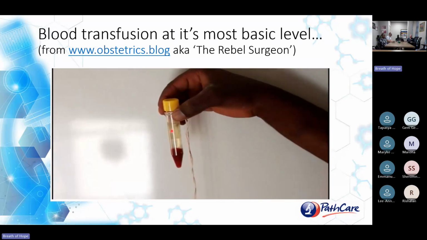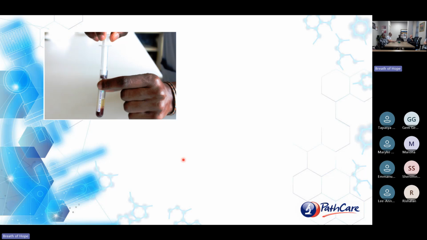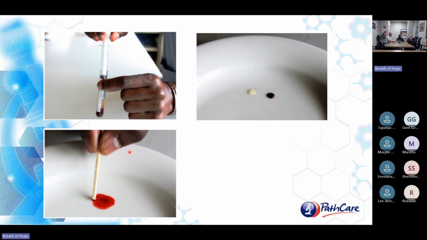So you've got your plasma here with all the antibodies and your red cells. You pull up the patient's plasma, and you take the red cells from the donor. You take a plate from your tea room. You put a drop of the patient's plasma and the donor's blood on your plate, mix them together.